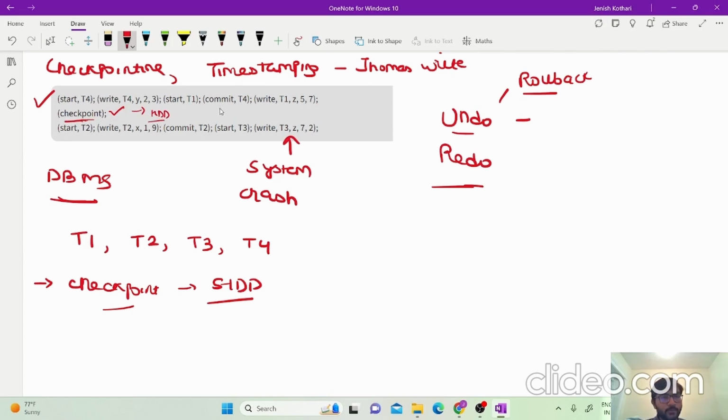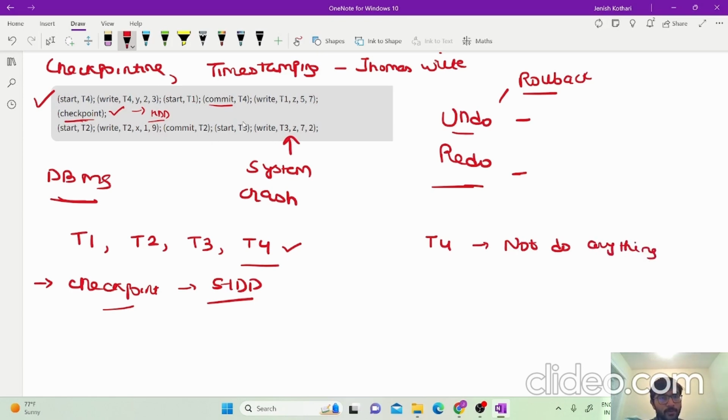Before the checkpoint, we clearly see that transaction T4 had committed. So we will not have to undo or redo anything, because T4 has nothing to do with this system crash. T4 remains as it is. We do not need to do anything because it committed before the checkpoint.